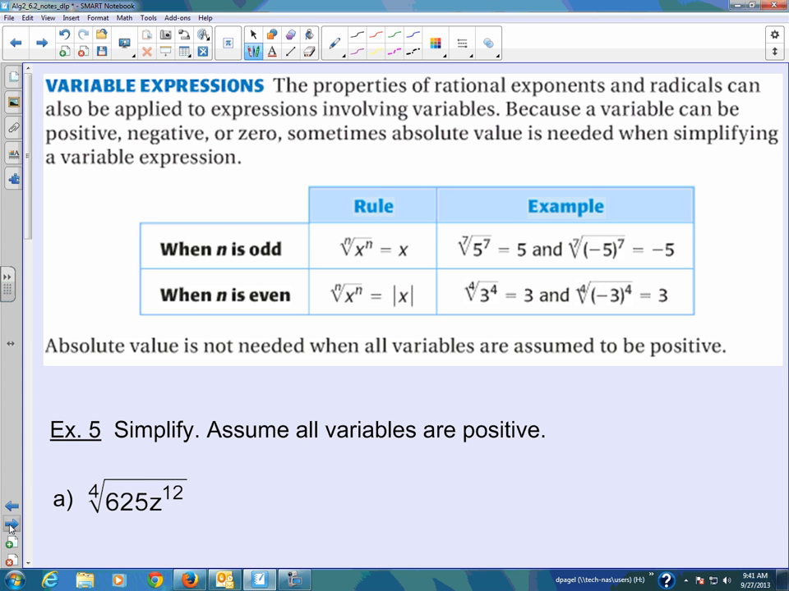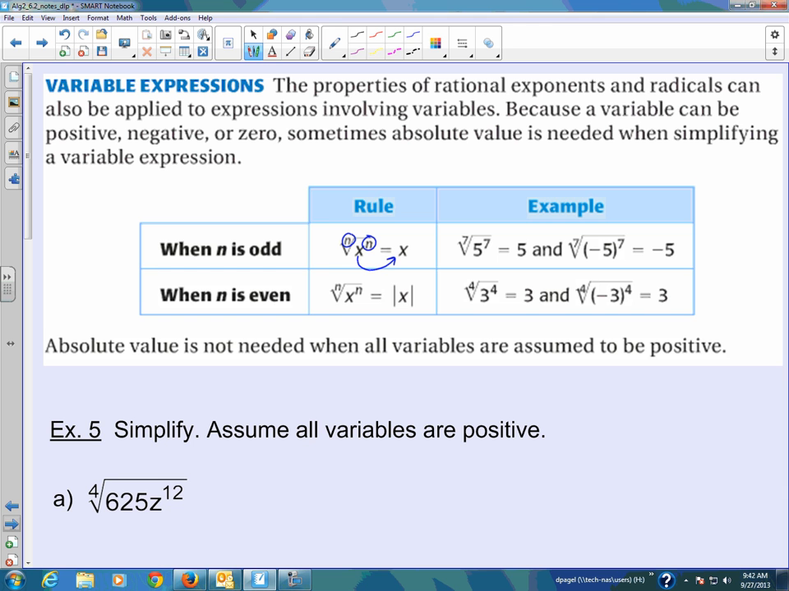Variable expressions: the properties of rational exponents and radicals can also be applied to expressions involving variables. Because a variable can be positive, negative, or 0, sometimes absolute value is needed when simplifying a variable expression. When our roots and our n values are odd, the matching powers just result in the radicand, whatever that value is.